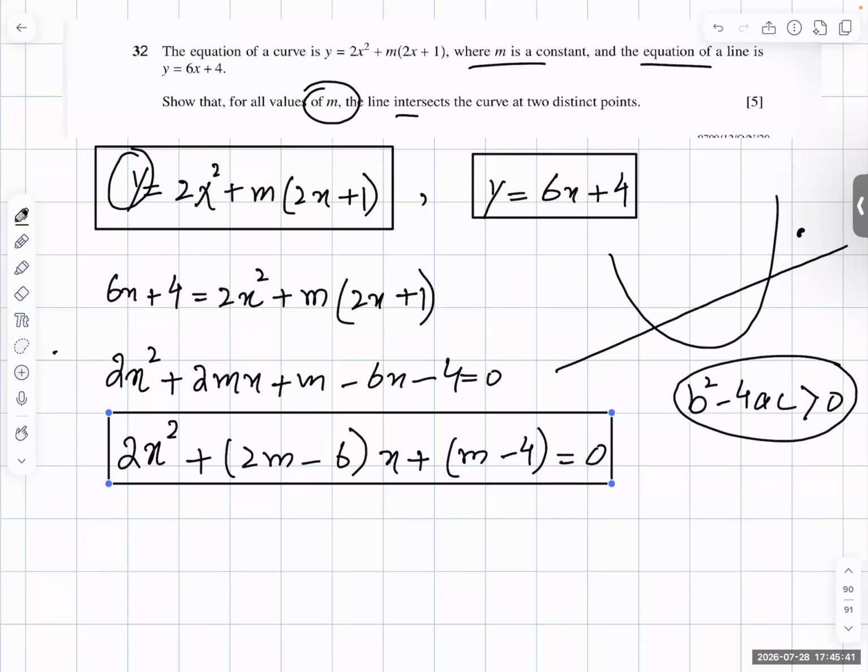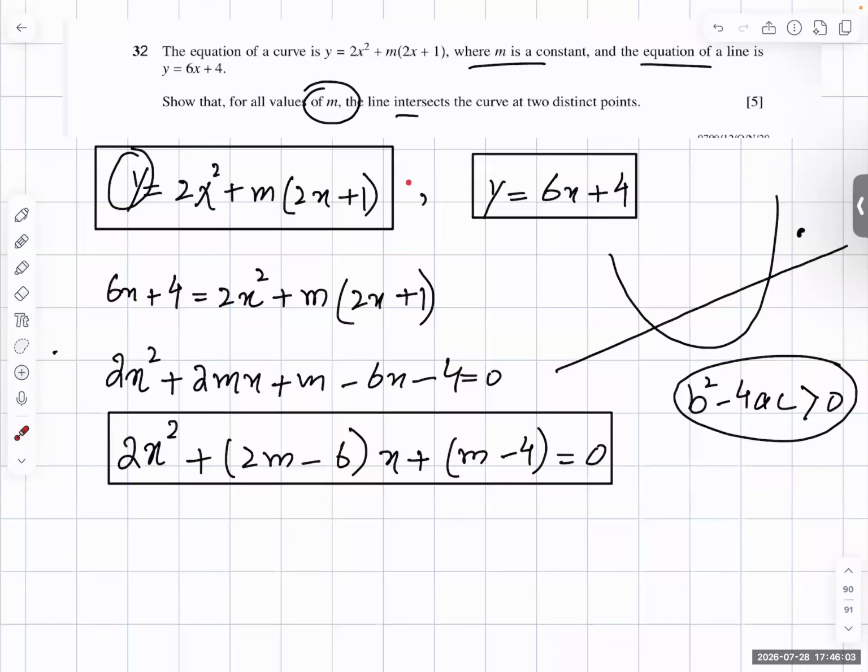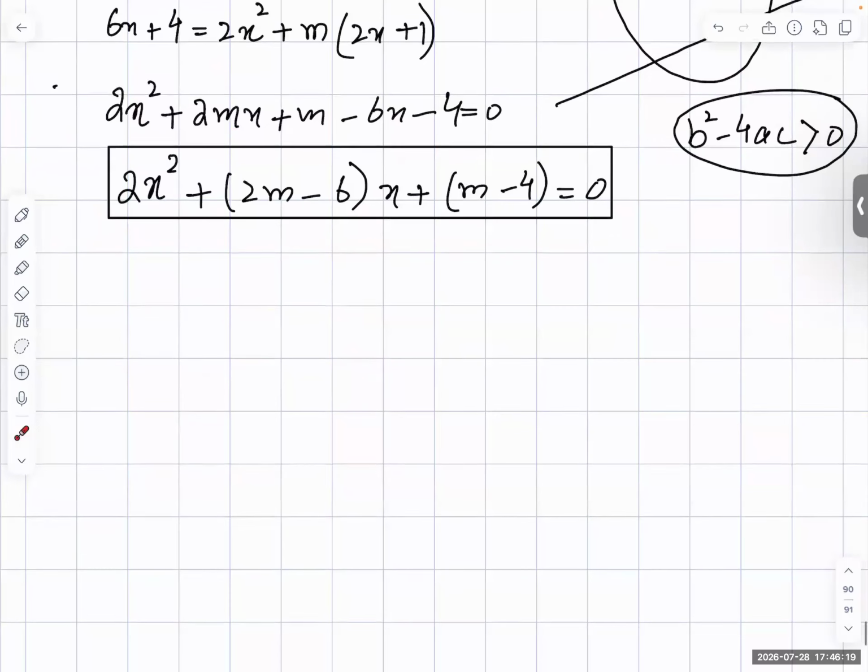So this is y equals to 2x square plus m 2x plus 1, and this is y equals to 6x plus 4, right? For two distinct points, the discriminant must always be greater than 0. So now we substitute this y, 6x plus 4, into 2x square plus m 2x plus 1. 2x square plus 2mx plus m minus 6x minus 4 equals to 0. We rearrange it for x. So this is it. Now let's try for the discriminant.